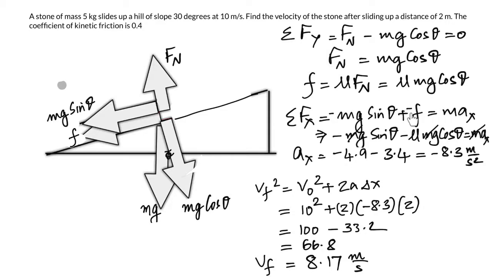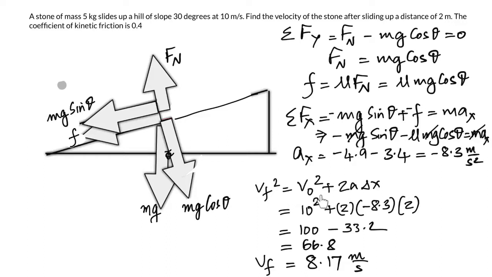And now substitute for friction as mu mg cosine theta, which I've done here. And then the masses cancel out. That gives you the value of ax as negative 8.3 meter per second squared. Now the negative shows that the acceleration is opposite to the motion, or rather that it is slowing down, which makes sense.